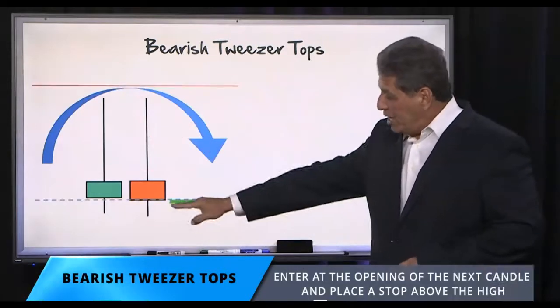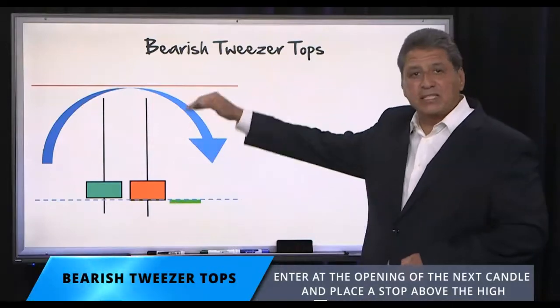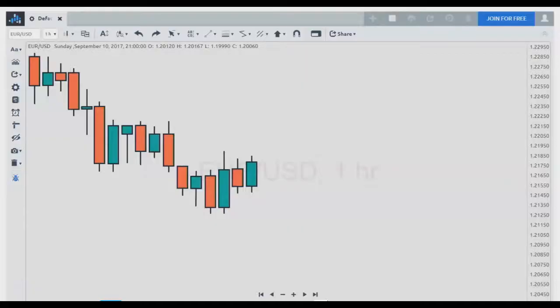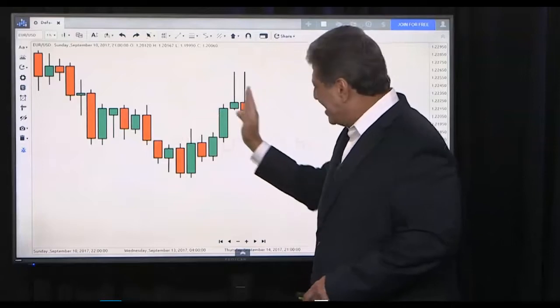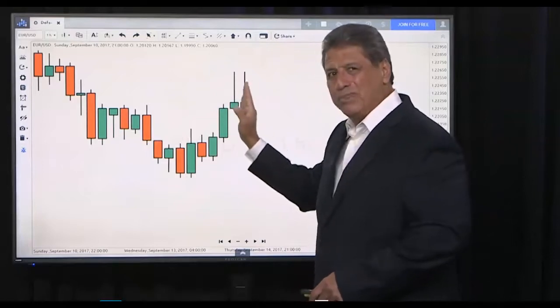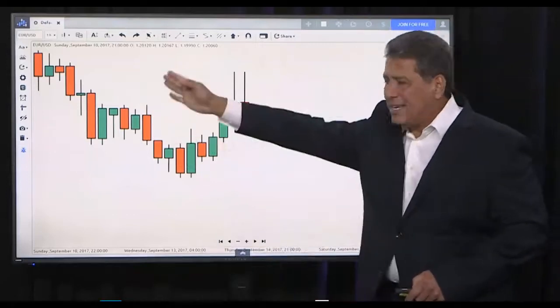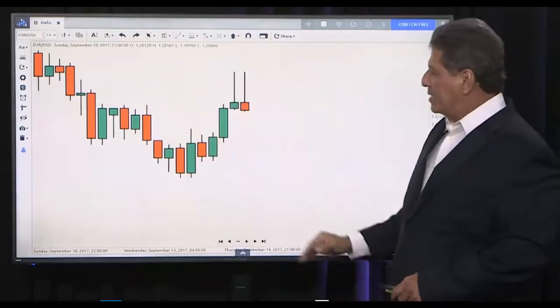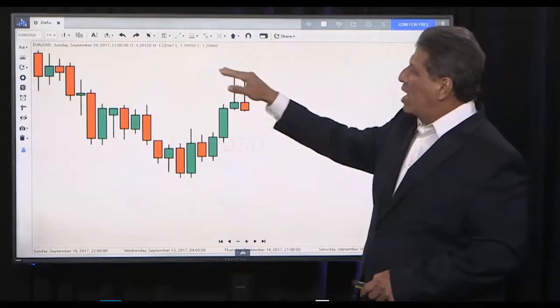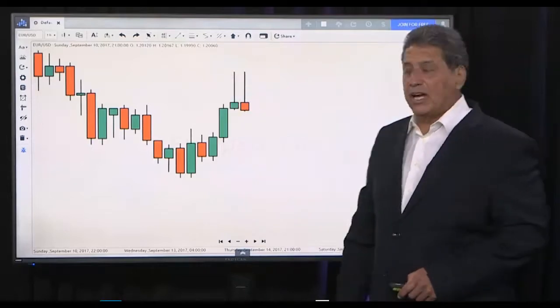How do you trade it? You enter at the opening of the next candle, placing a protective stop loss order above the high. This is what it looks like in the market. See, here we are. Look at how clear and distinct these are. These two tweezer tops are very different than all the other candles. And it's after a wave or a pullback. See, it's going to create a lower high, which is lower than the previous high.